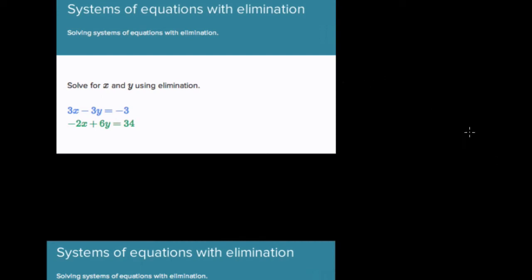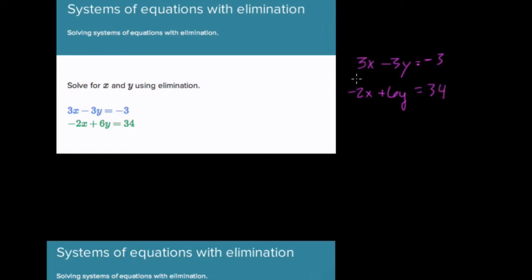Okay, so in this module, we're trying to use elimination to solve for different variables. And in most cases, we'll need at least one scale factor to manipulate one of the equations. Here's what I mean. In this first example, and I'll write a little bit larger for us, we have 3x minus 3y equals negative 3. And then we have negative 2x plus 6y equals 34.